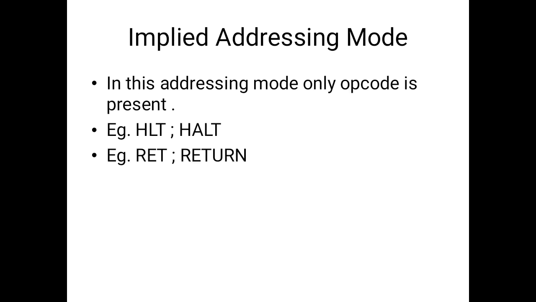Last, implied addressing mode. In this addressing mode, only the opcode is present. For example, HLT, which is used to stop the execution of the program, and RET, return. These instructions contain only opcode. They do not contain any operand. So they come under the category of implied addressing mode.